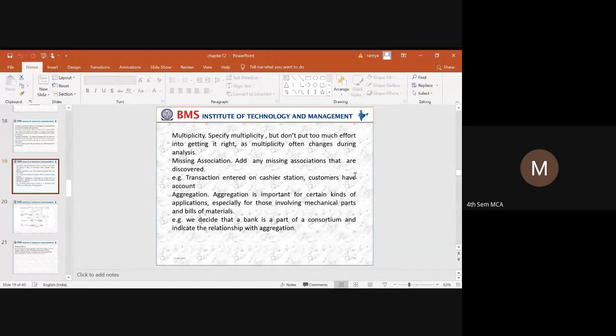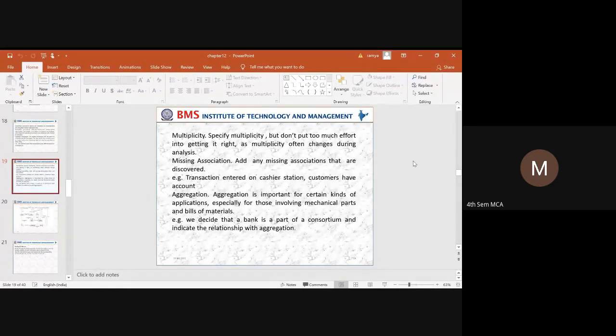Next, we are using multiplicity. What is the reason for using multiplicity? What is the purpose? We need to indicate the number of participations, or how many instances are participating. So we need to use this multiplicity in the right way.